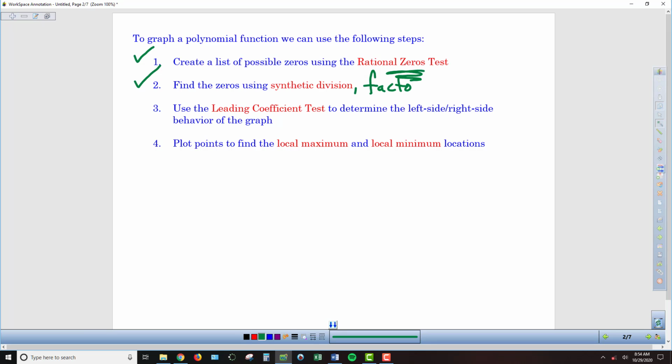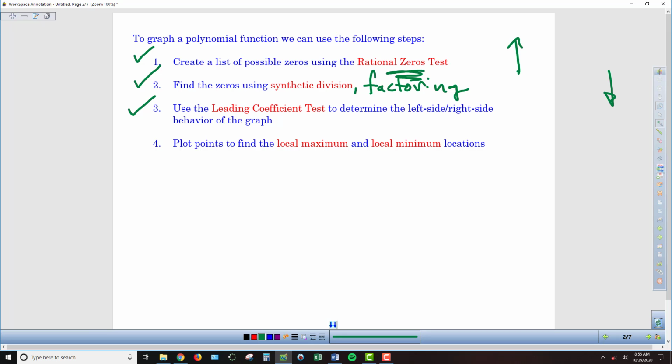Because once we've gotten it down to a quadratic, as we'll see, we don't want to keep on using synthetic division. We can go ahead and factor to find those remaining zeros or other algebraic techniques. So once we find all the zeros, once we find all the places where the graph crosses through the x-axis, then we can use the leading coefficient test to figure out is the graph shooting up to positive infinity or down to negative infinity after it's done doing what it's going to do in the middle part of the graph.